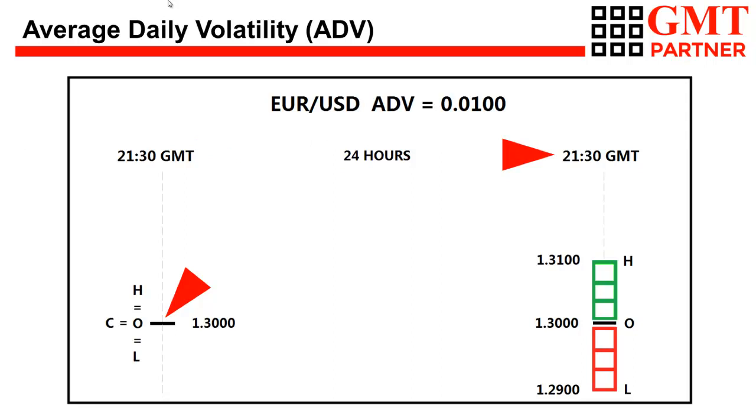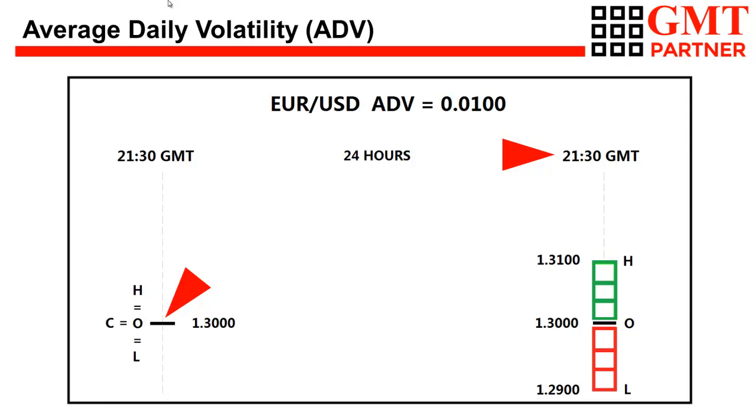We don't know what shape and size the new candle will take. We don't know whether it will be bullish, bearish or neutral. However, despite this, we can calculate the approximate range of price fluctuations during the new day.